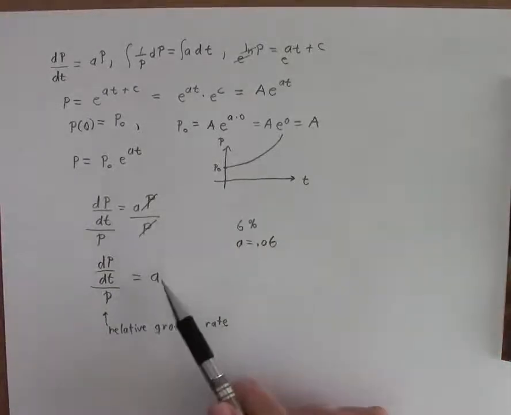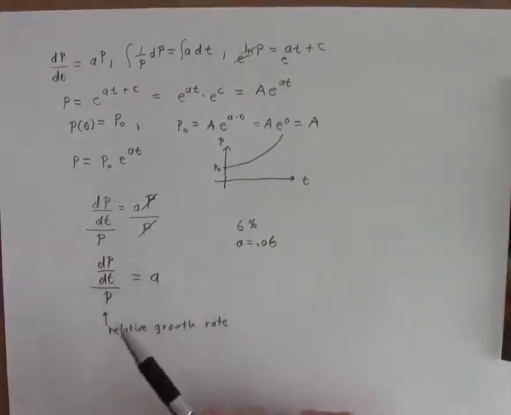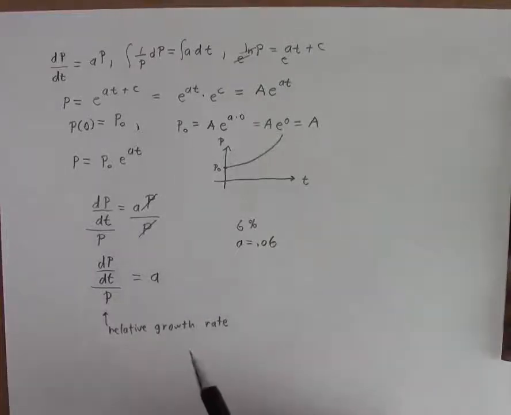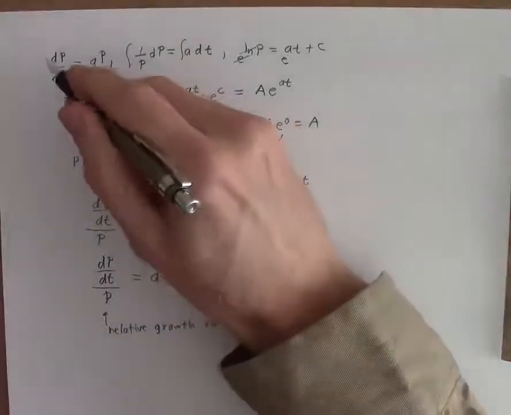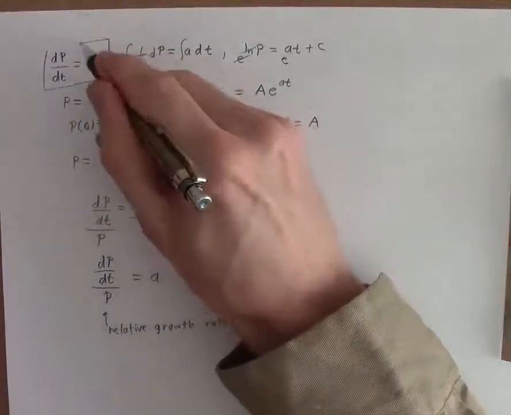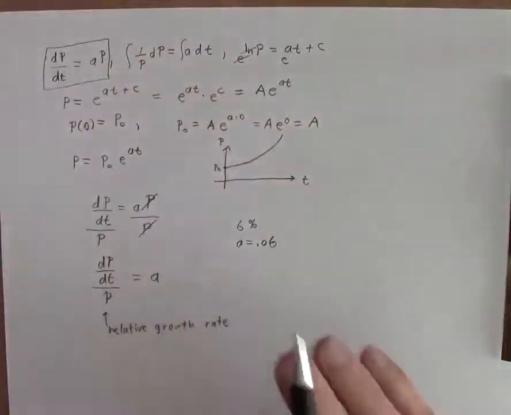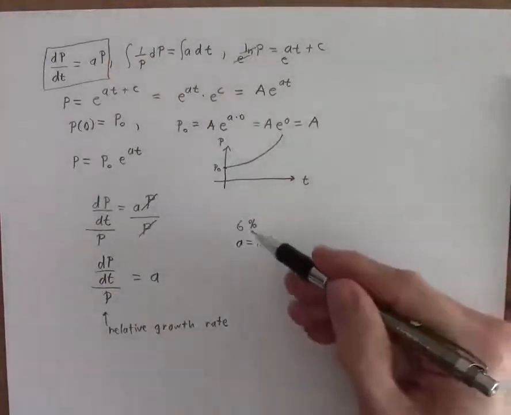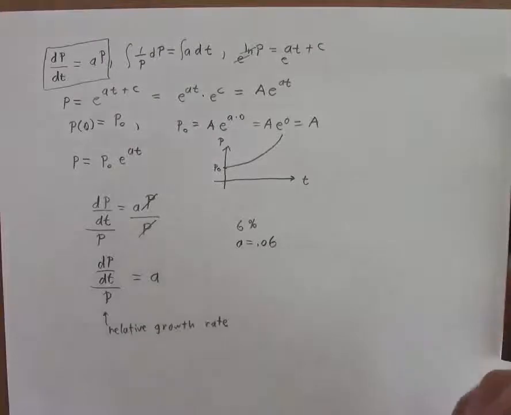So that's how the a is controlling the rate at which p is going up. So this original differential equation that we had up here was a model that assumes that the relative growth rate is constant. So if it happens to be 6%, then it's always 6%.